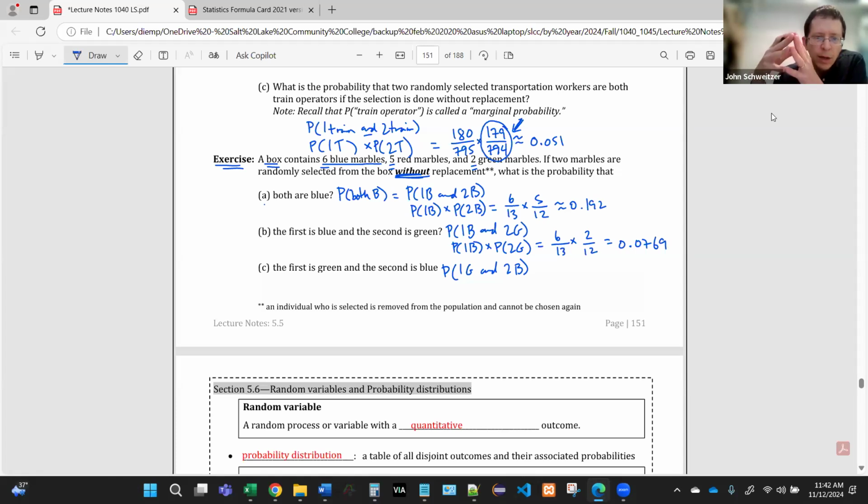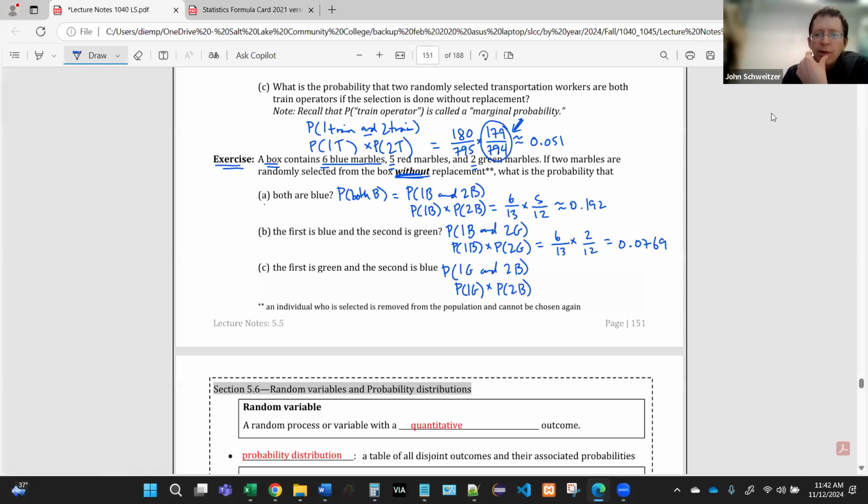Okay, and then C, I like to throw that one in because it kind of seems like it should be the same. So your intuition tells you, yeah, maybe it's the same, but maybe it's different, right? Maybe the order somehow changes it. And we don't have to guess and use intuition here. We can use our formula to find the answer.